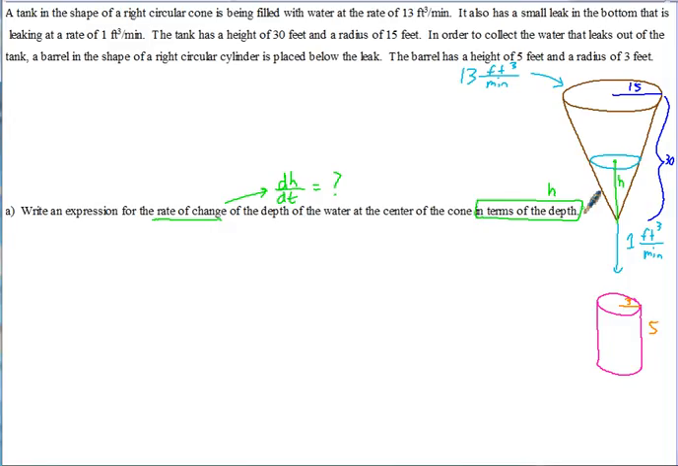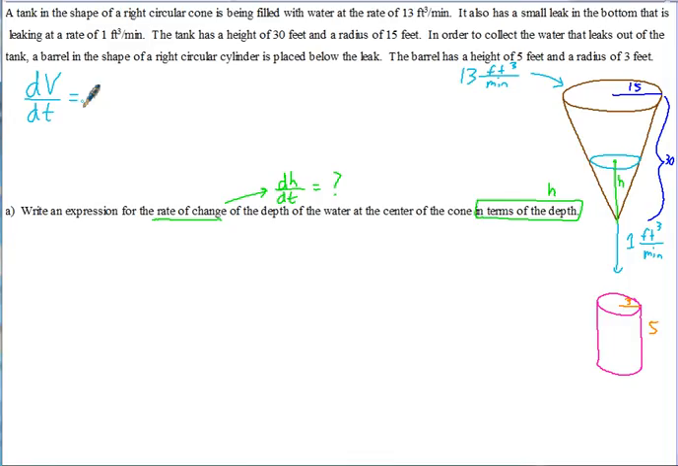Now, so that's the rate we're looking for, let's figure out what the rate is that we're given. The water is going in at 13 cubic feet per minute, and it's leaking out of the cone at 1 cubic foot per minute. So notice the clue there is the units. They're both in cubic feet. And we know what's in cubic feet, that's volume. That's the volume of the water. So what we're given is, we use capital V for the volume of the water in the cone, dV/dt.